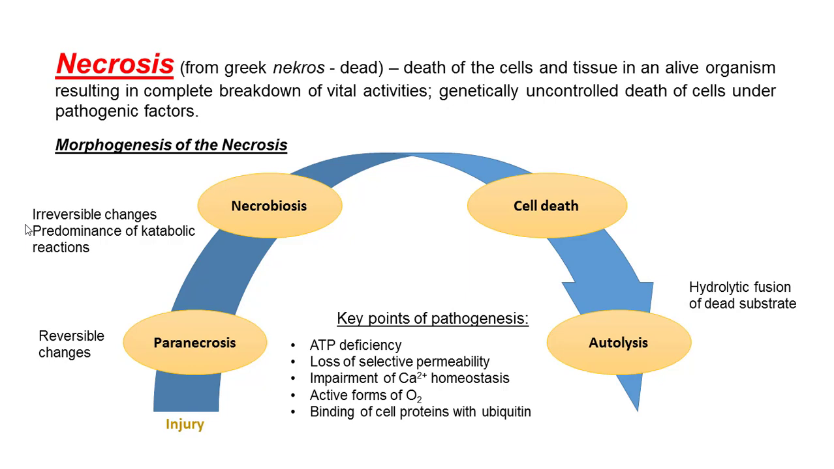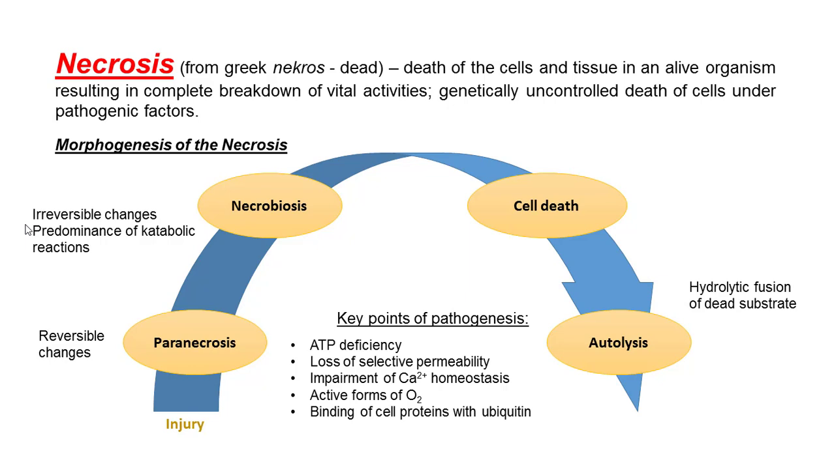The next stage, usually found and investigated by morphologists, is autolysis. Under autolysis, the hydrolytic fusion of the dead substrate of the cell takes place. This occurs under the influence of proteolytic or hydrolytic proteins of the cell. In the pathogenesis of necrosis, we can distinguish a few key points. The main thing is ATP deficiency.